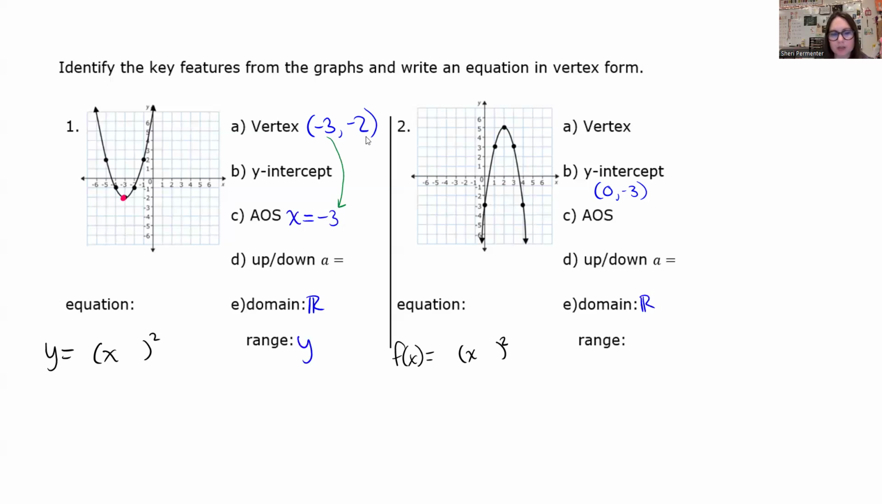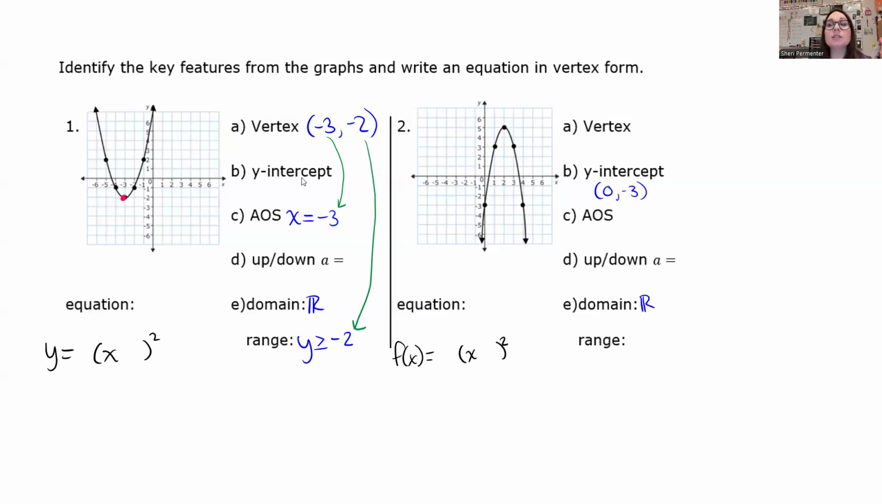So for this one, it's y, and then is my graph above or below the vertex? Above. So when it's above the vertex, you say greater than or equal to. And it's going to be the k value. So the axis of symmetry is the x value or the h. And then the y value or the k, it's going to be for the range.